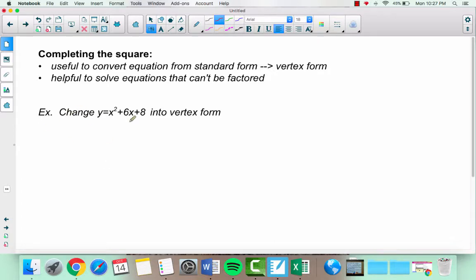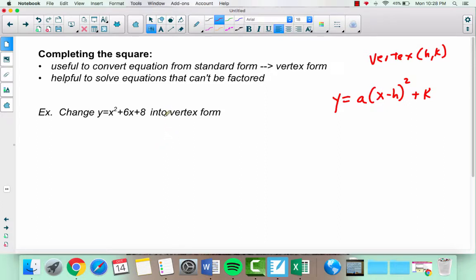So I have the equation y equals x squared plus 6x plus 8, and I want you to change it into vertex form. So if you remember, vertex form is in the form a times (x minus h) squared plus k. And remember, your vertex is at the point (h, k), and this should be on the board. So we want to convert it from standard form into this form.